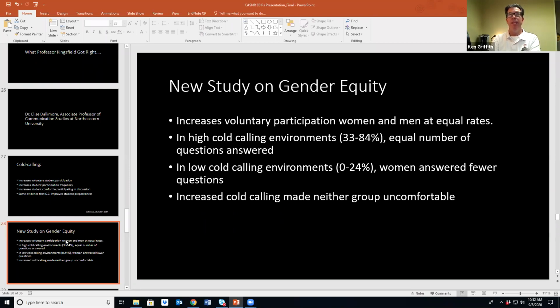Now that may make sense intuitively, but to see some data on that is really exciting to me, because that tells me that we need to be doing this. And this idea of students feeling uncomfortable or put on the spot, she didn't see any evidence of that at all. She did a lot of surveys where students were allowed to give their perceptions and self-report on their feelings on cold calling, et cetera. And she determined statistically that neither group was really uncomfortable with the idea of cold calling.